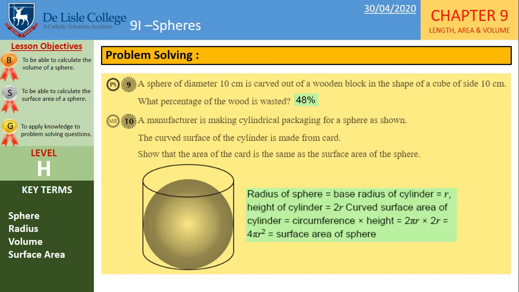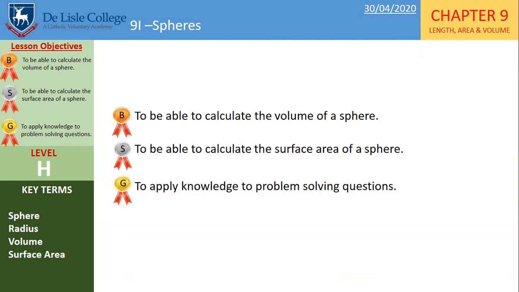So if we take the radius of the sphere, which is also going to be the radius of the base of the cylinder, we call that r. The height of the cylinder will be the height of the sphere, so that'll be 2r. And the curved surface area, remember the circumference multiplied by the height, so that's 2 pi r times 2r, which gives us 4 pi r squared. And that is the formula for the surface area of a sphere. So well done if you got that one.